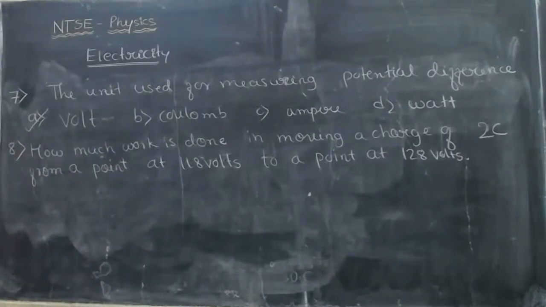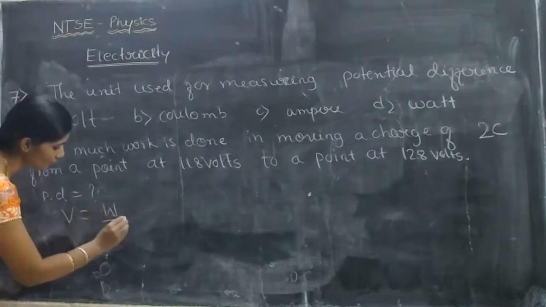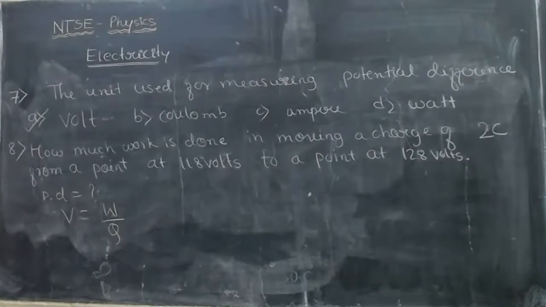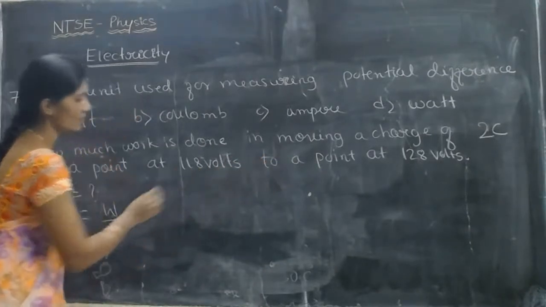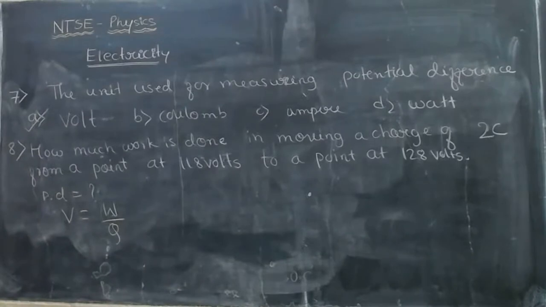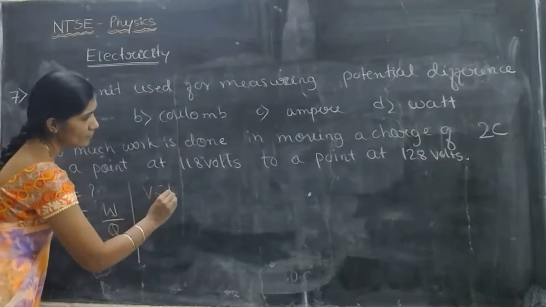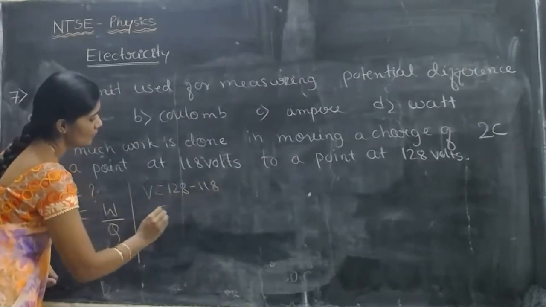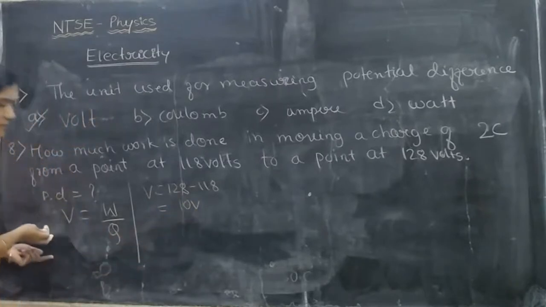What to do? Potential difference, you have to find out. PD. How much it is? 20. Yes. What is formula? V equals to W by Q. Use this formula. For that, first you subtract this 128 and 118 and get the potential difference. First we need to find V, 128 minus 118. How much you get? 10 volts. Now it's very easy to solve this.